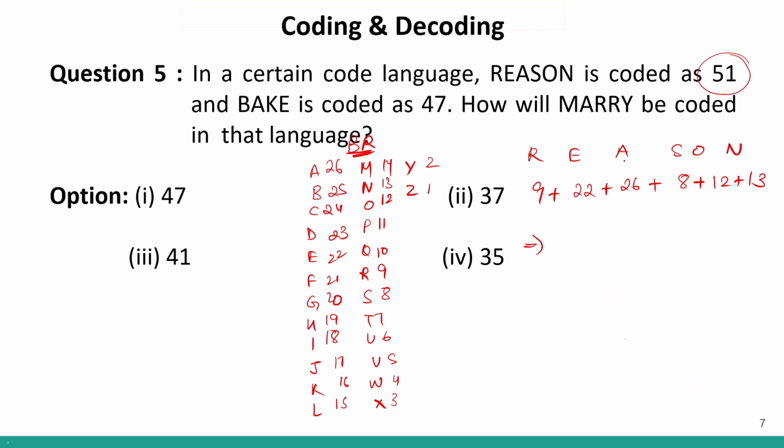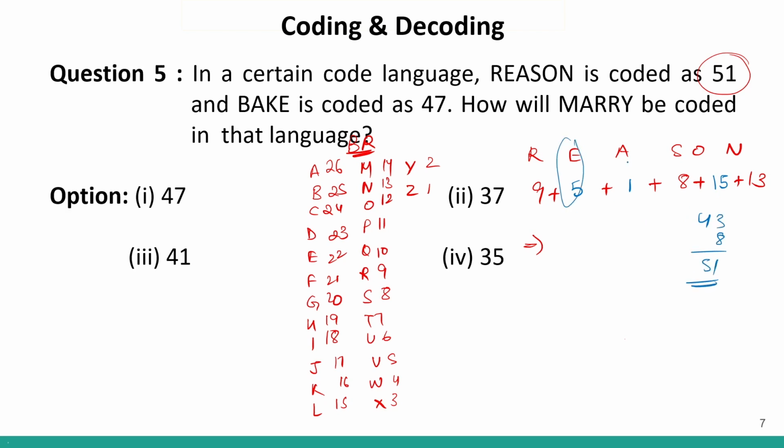So I can see if I change E and A and O into forward ranks. For E, A, O, I am changing into forward rank. For E, the forward rank is 5. For A, it is 1. And for O, the forward rank is how much? For O, the forward rank is 15. So let us find the sum now. This will be how much? 9 plus 5 will be 14 plus 1, 15. 15 plus 15, 30. 30 plus 13, 43. And 43 plus 8 will give me 51.